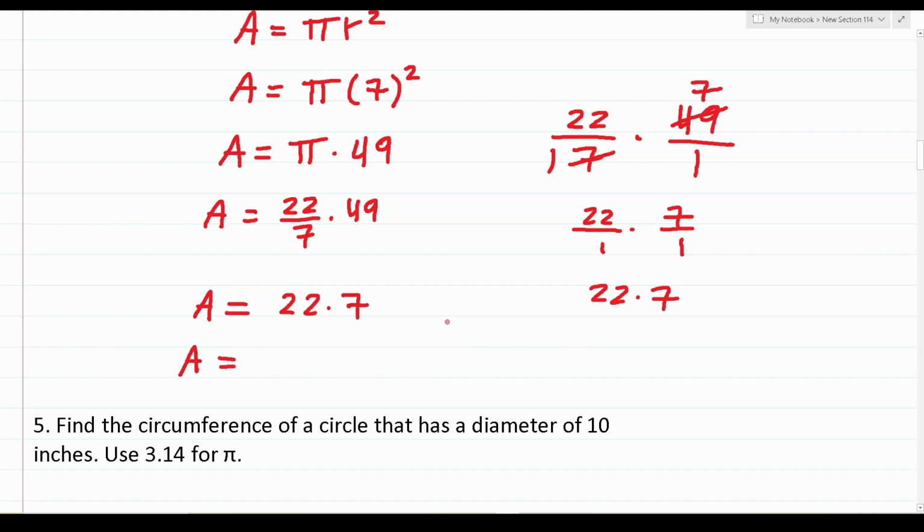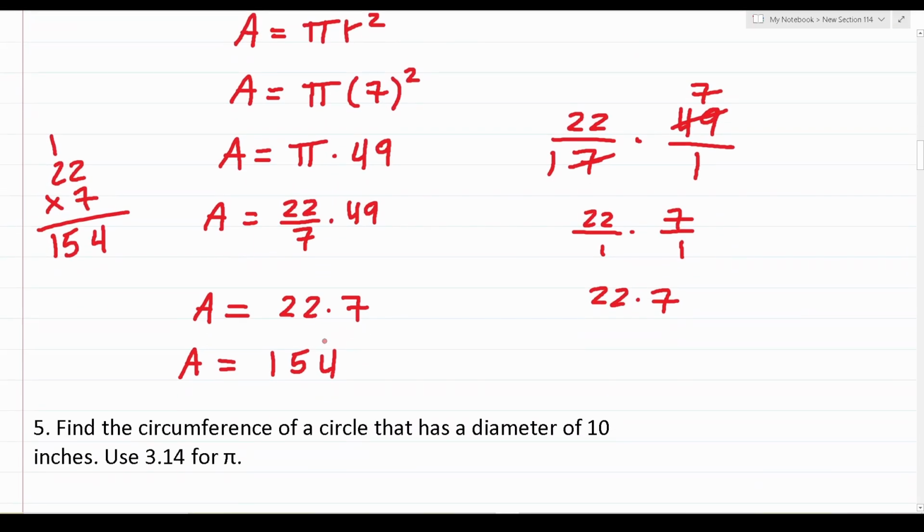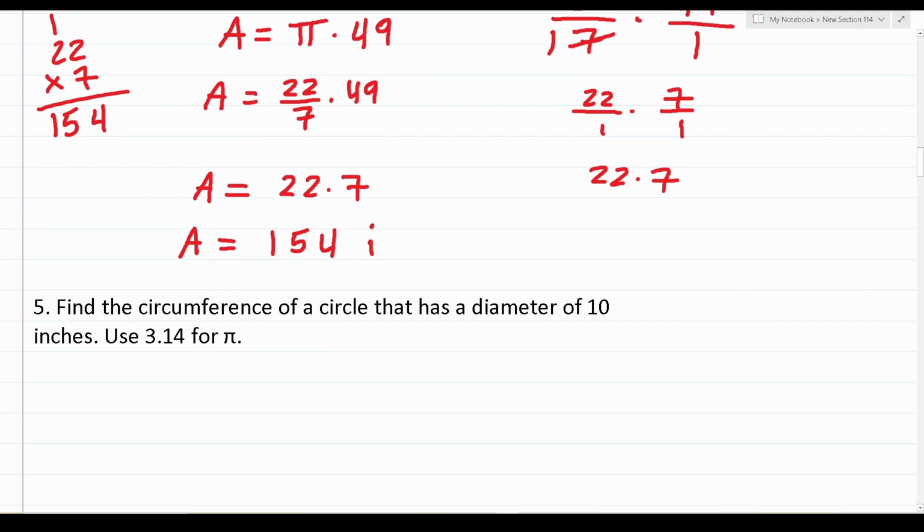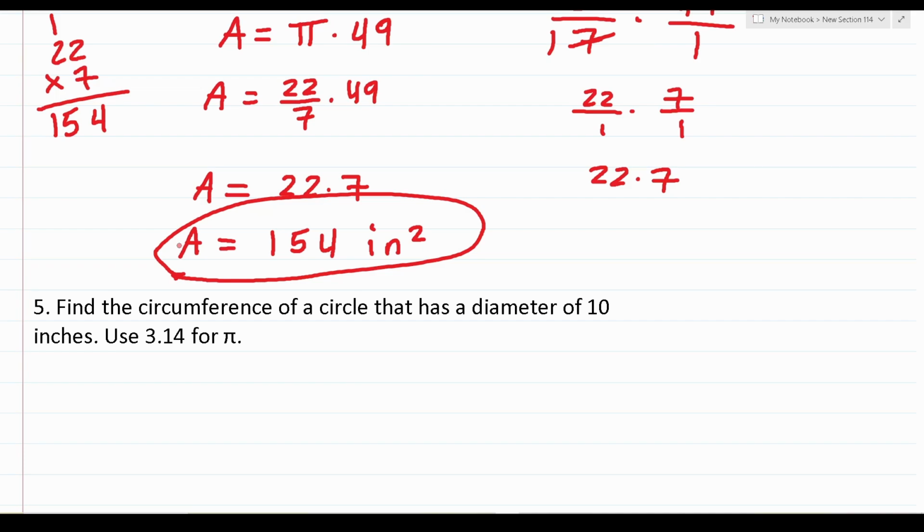And of course, we can quickly work that off to the side. 22 times 7. 7 times 2 is 14. Drop down a 4, carry a 1. 7 times 2 is 14 plus 1 is 15. So this is 154. And our units were inches. So 154 inches squared is the area of this circle. All right, so again, you have to be able to work with fractions to be successful on the ASVAB. Once we get to the more challenging problems, you're going to see I included more fractions there too. All right, so that is that one.